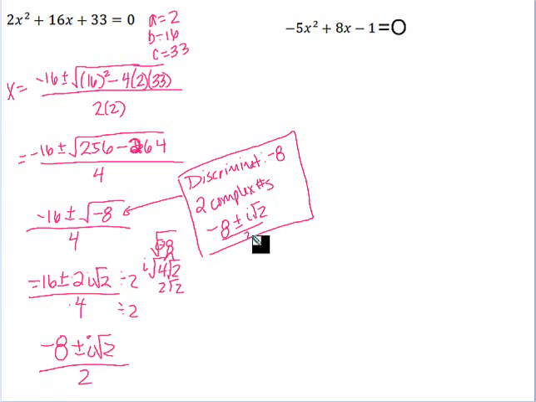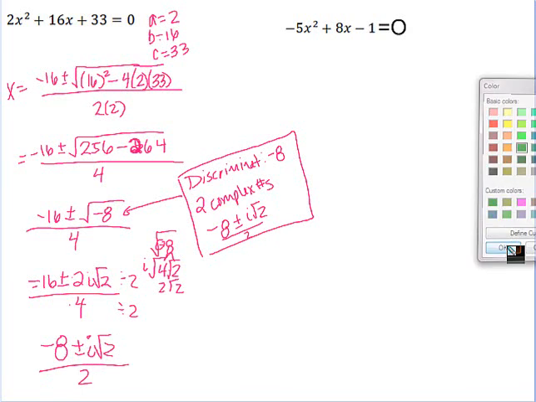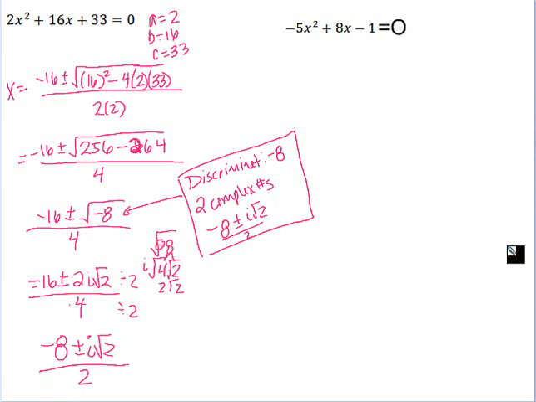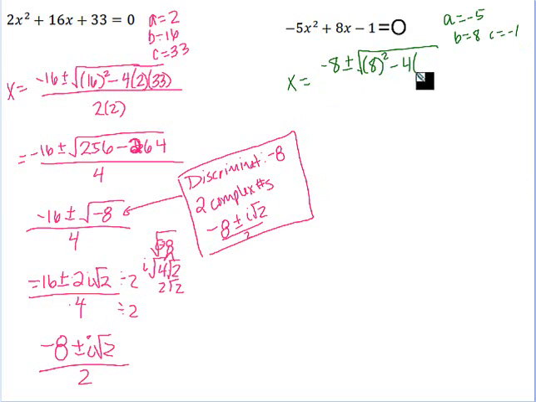All right, and we will do one last problem together using this. Negative 5x squared plus 8x minus 1 is equal to 0. So here your a is negative 5, your b is 8, and your c is negative 1. So x equals negative b, so negative 8 plus or minus the square root of b squared, so 8 squared, minus 4 times a, so negative 5, times c, so negative 1, all over 2 times a, so 2 times negative 5.